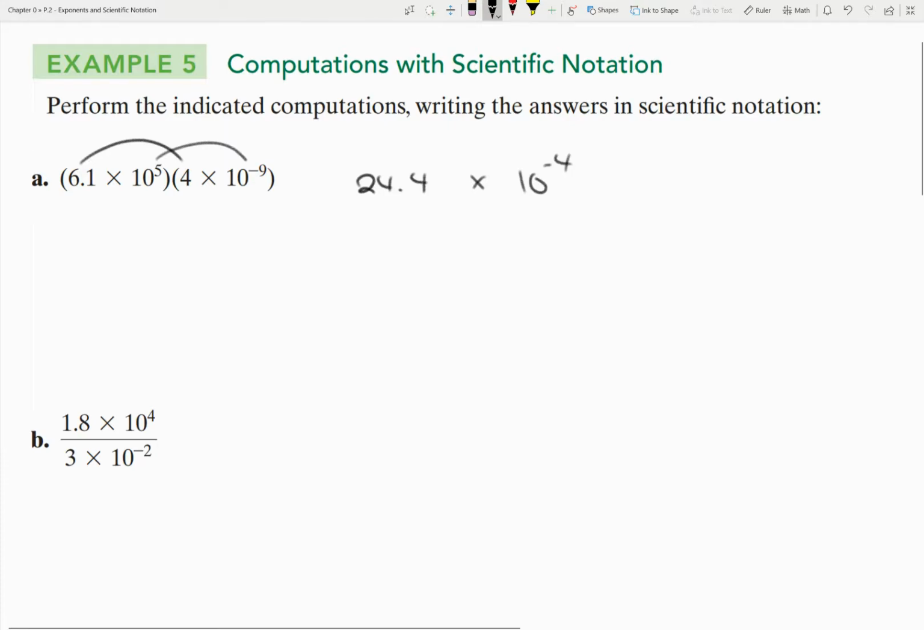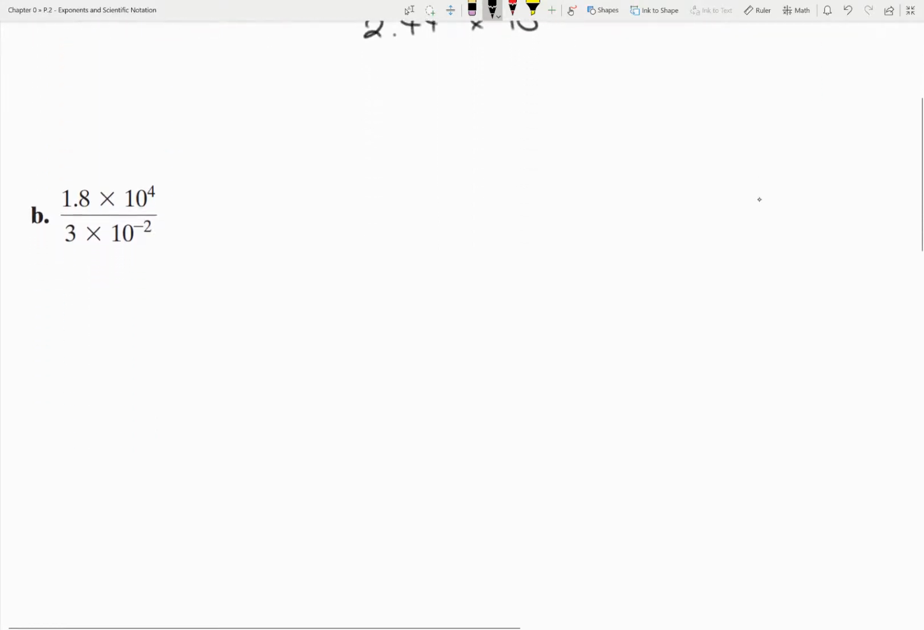Okay. Now that's not in scientific notation, so I'm going to move the decimal point 1 that way. So that's 2.44 times 10. And because I move it to the left, I have to add 1 to the exponent. And so that gives me 10 to the negative 3. All right? Because if I move it to the left, to put it back to my answer, I have to multiply it by 10 again. I need another 10. I need 1 less negative 10. Okay? And division works the same way.